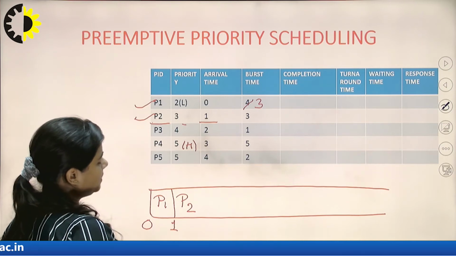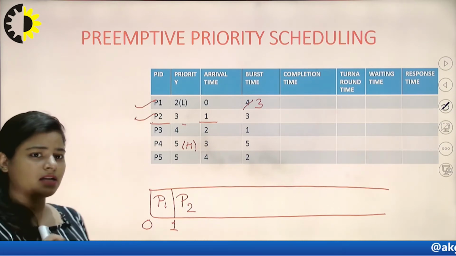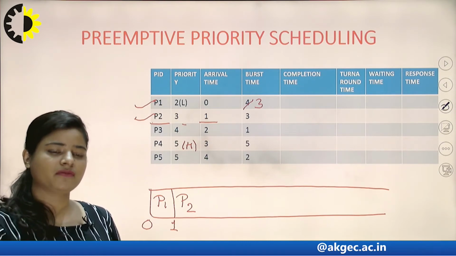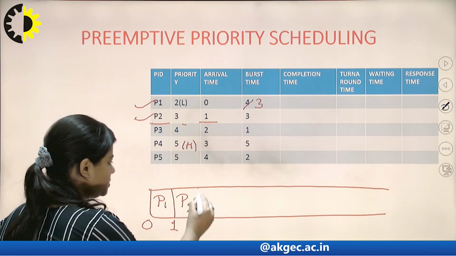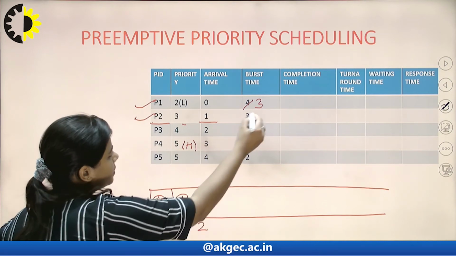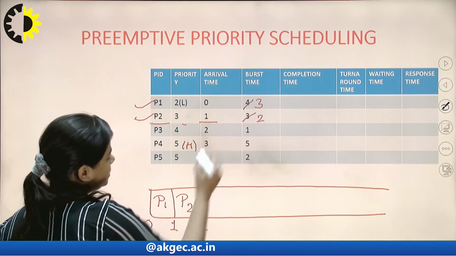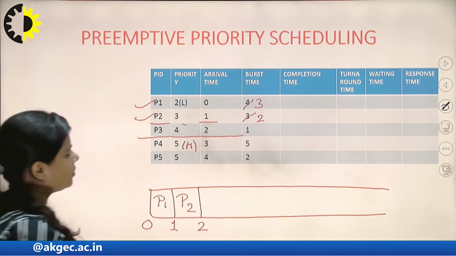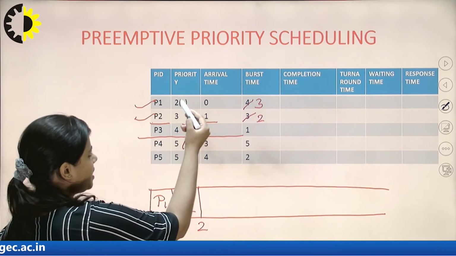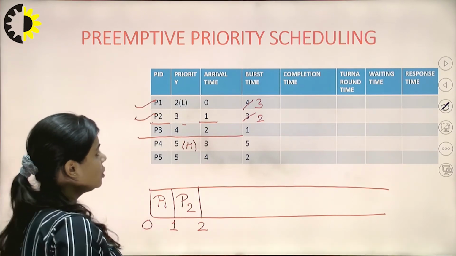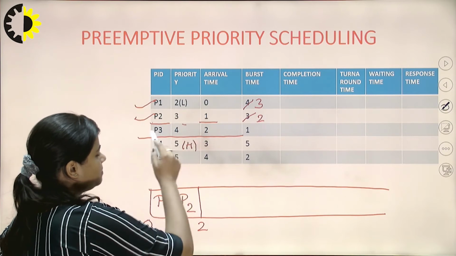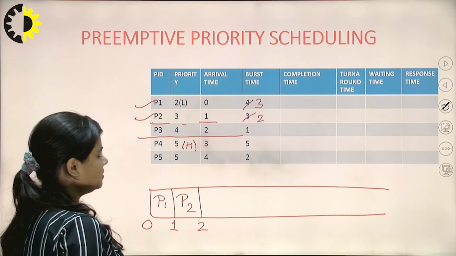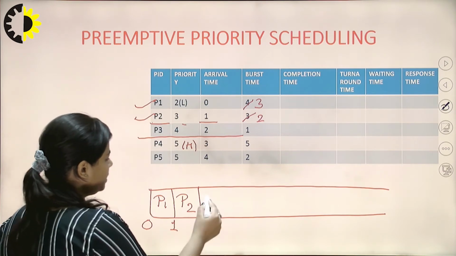Again this process will repeat. Now P2 is under CPU execution. After 1 second, after 1 clock, we can see that at time 2 we also have the P3 process. Now it has priority 2, 3 and 4. Among all these processes, P3 has the higher priority. So P3 will get the CPU and P2 gets preempted by P3.